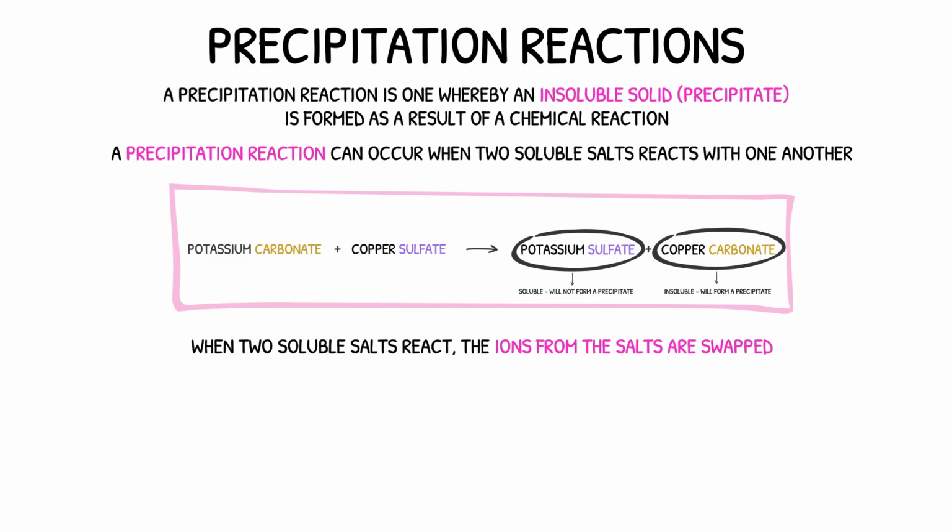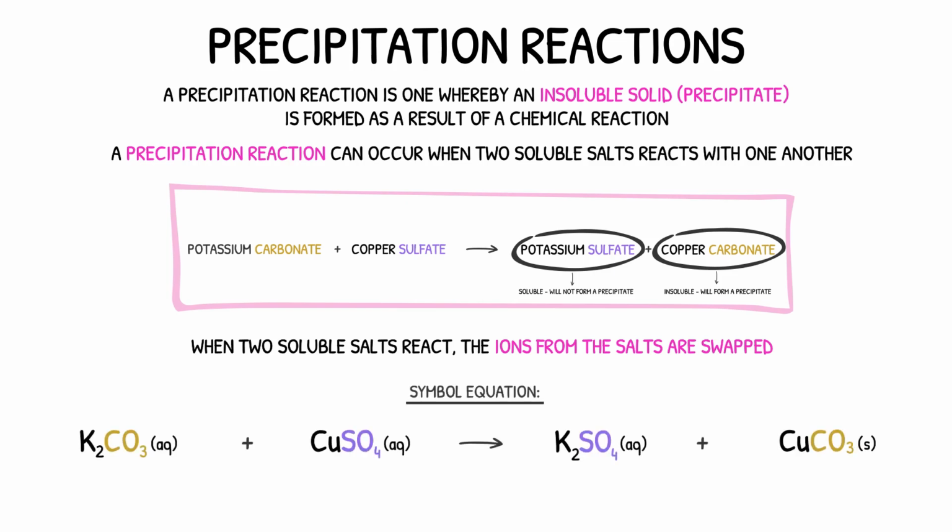This is better demonstrated in the symbol equation for this reaction. Here, we can see that the potassium sulfate is followed by the state symbol AQ, indicating to us that it has dissolved in solution and is therefore soluble. However, the copper carbonate is followed by the state symbol S, indicating to us that it's in solid form and thus has formed a precipitate.